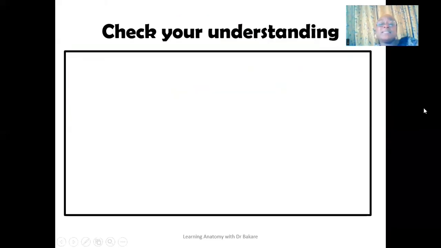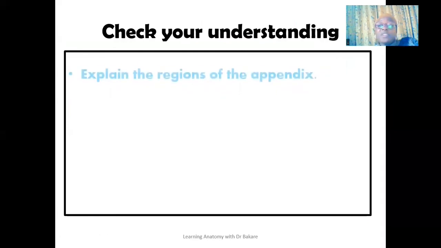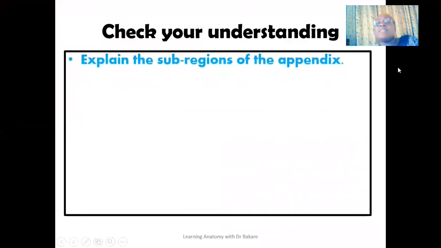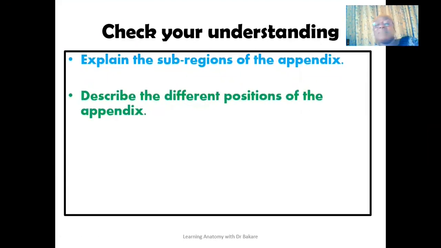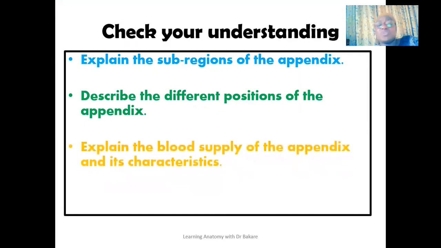We can check our understanding of this lecture through the following questions. The first one is to explain the sub-regions of the appendix. The second question is to describe the different positions of the appendix. We've described this in our previous slide, that the body and the tip of the appendix can assume different positions. Then the third question is to explain the blood supply of the appendix and its characteristics. The last question is, what is appendicitis?